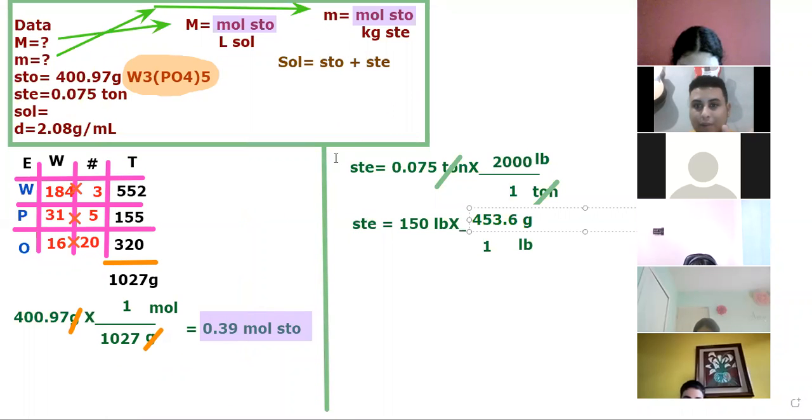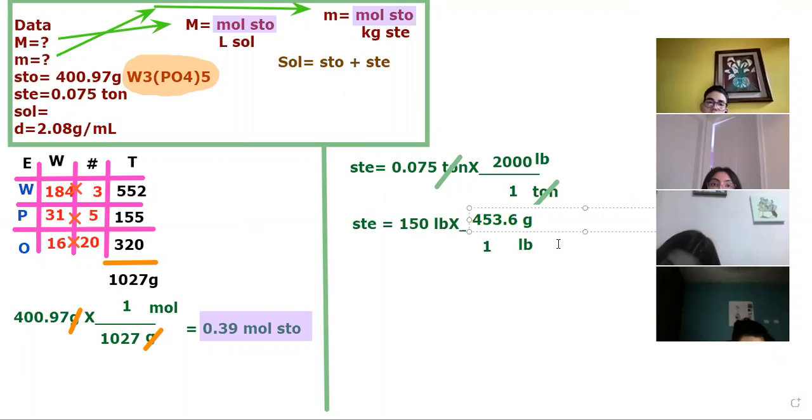I don't have my conversion table. Maybe yes. Okay, I can change it later, sorry. Cancel the units, pounds with pounds. And STE, in this case, is this number, 68,040 grams. Grams of STE. Okay, if you see, we have the STE and the STO in grams.